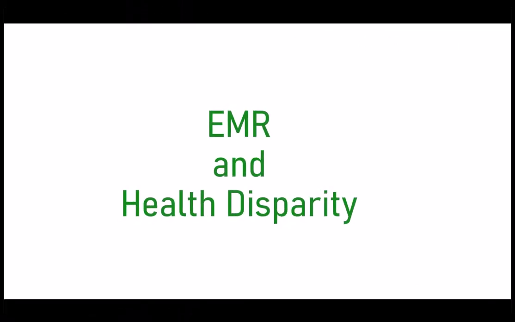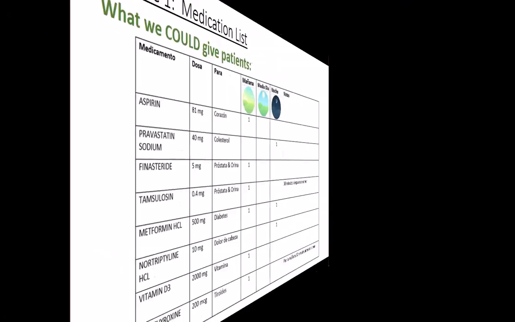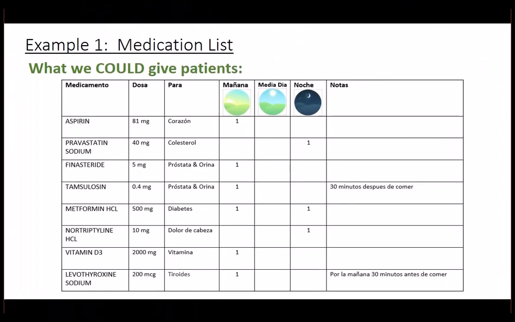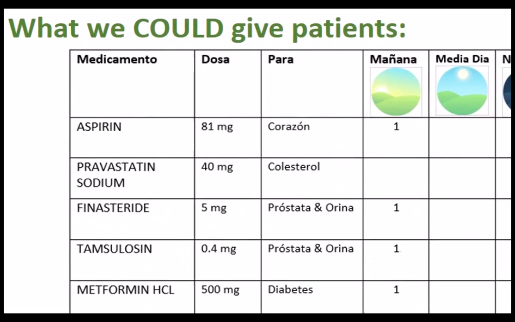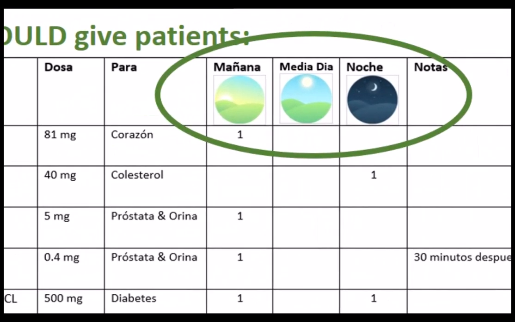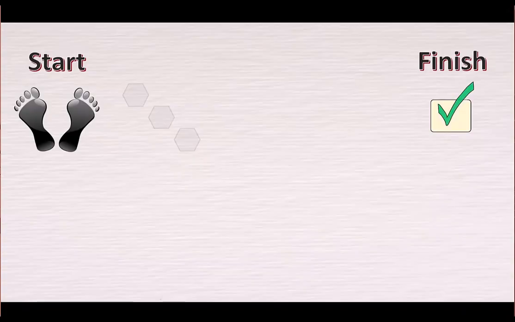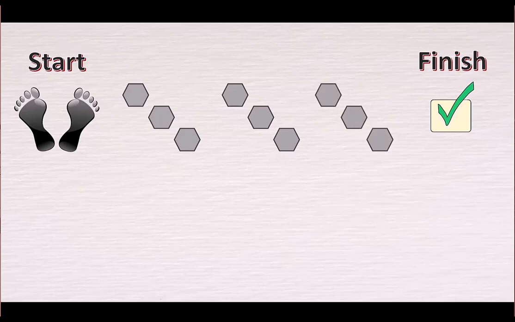How can an EMR directly help with health disparity and remove barriers to care? Example 1. Medication list. Here's what we give patients today. Here's what we could give them. With a clear medication and dose, it says what it's for, with a graphic chart showing how and when to take it.